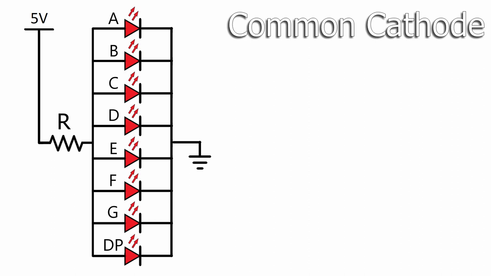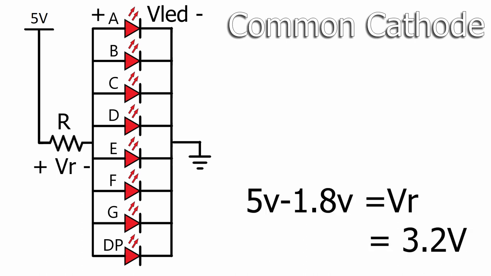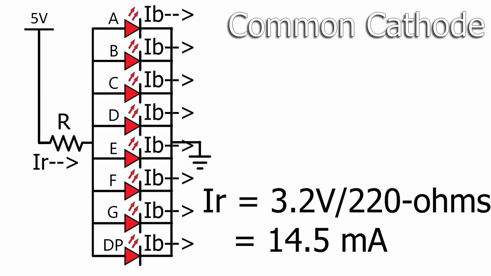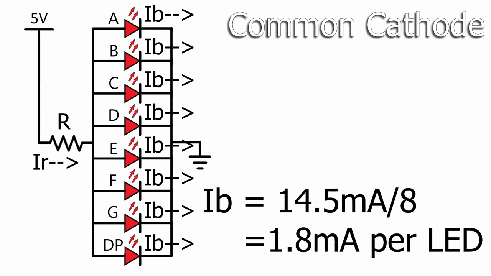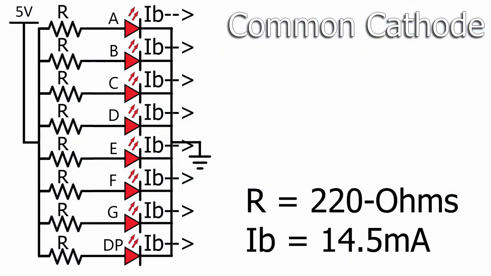Now, what if we connected all the LEDs to this single resistor? Well, the voltage drop across all the parallel LEDs would be about the same, or about 1.8 volts. Therefore, the same 3.2 volts is dropped across the resistor. Thus, the maximum current flow through the resistor is still 14.5 milliamps. The current divides equally to each LED branch, or a measly 1.8 milliamps per LED, resulting in dimly lit LEDs or nothing at all.